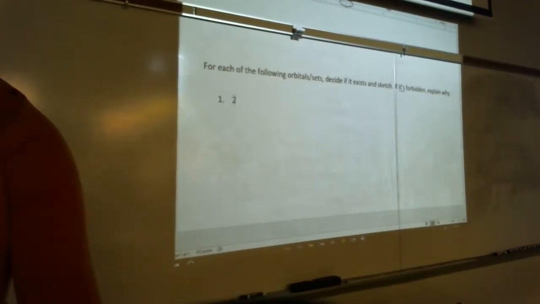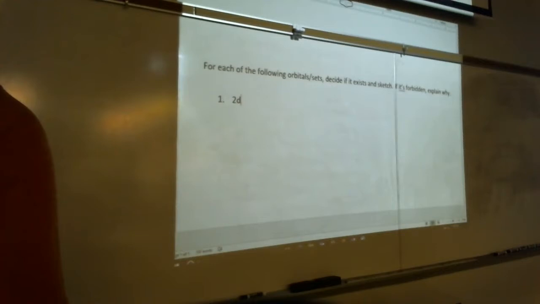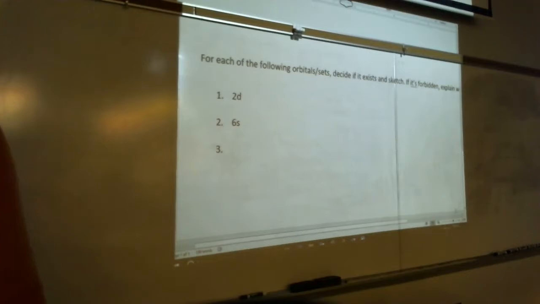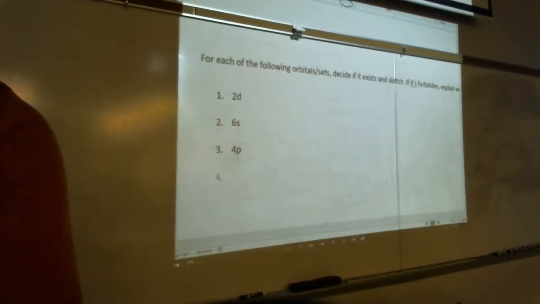All right. 2D, does a 2D orbital exist? Yes or no? If so, sketch it. 6S, does it exist? Yes or no? And sketch. And 4P, does it exist? Yes or no? And then sketch. And now here are your sets. I'm just going to list them with commas, so you know what's what. 5, 3, -4, 1/2.